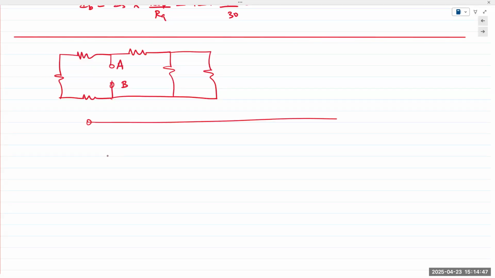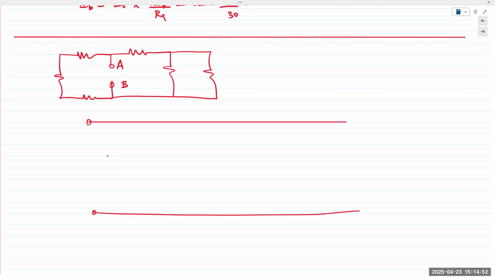You draw 2 horizontal lines, spaced a little bit apart. This represents terminal A, this represents B. And the objective of the goal is to redraw the circuit traveling from point A to point B. Okay, traveling from point A to point B. And the method to do so is you want to draw all the resistors in a vertical direction. So you get parallel pathways.